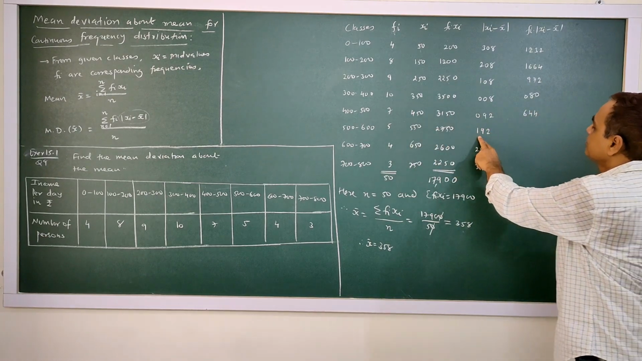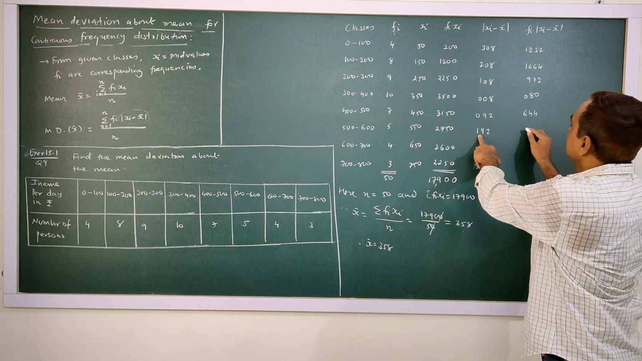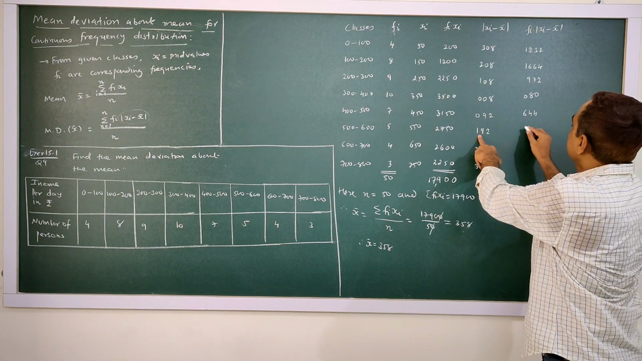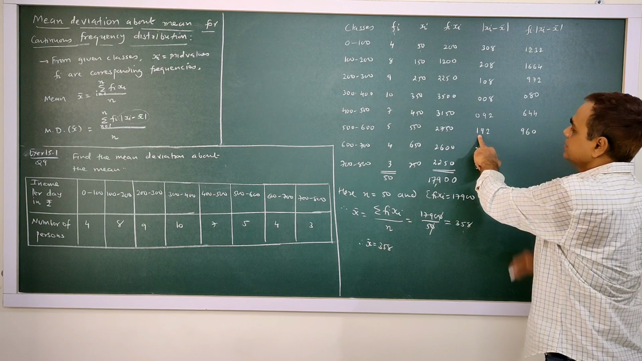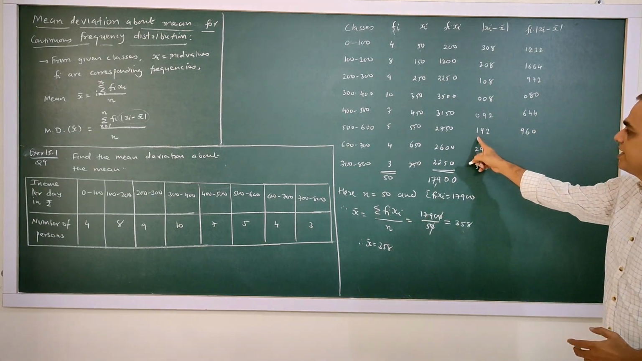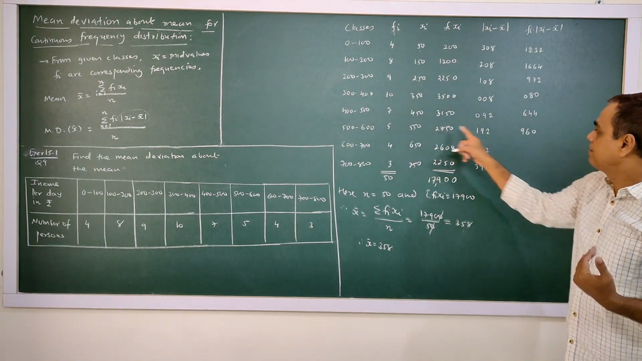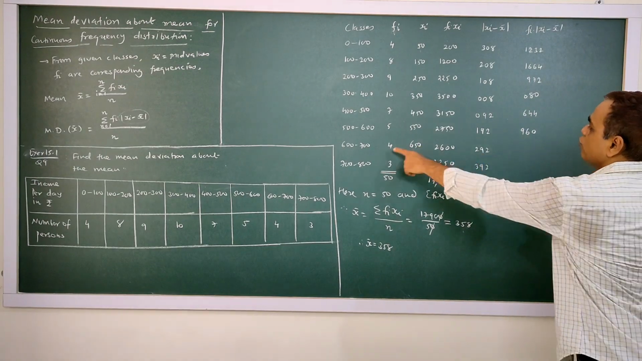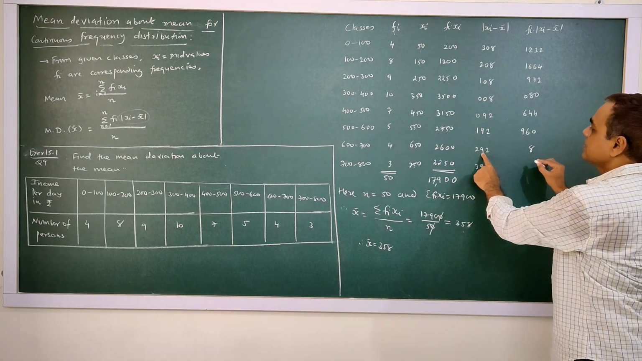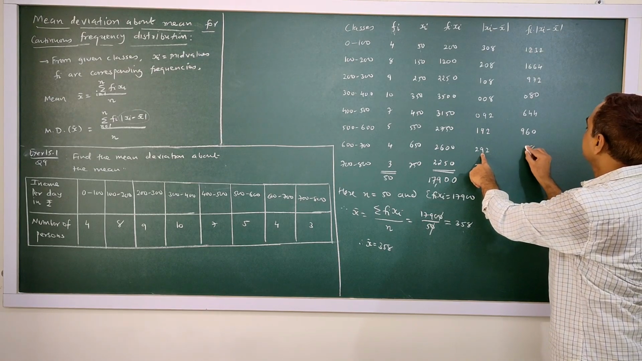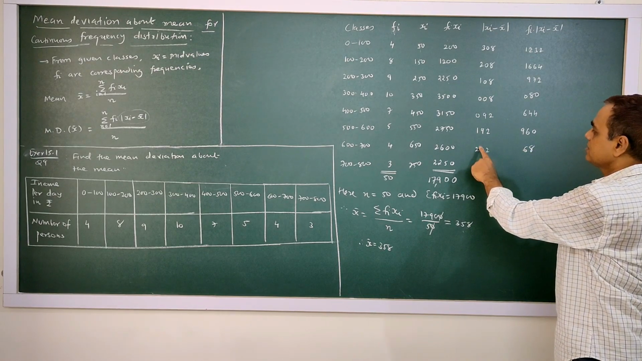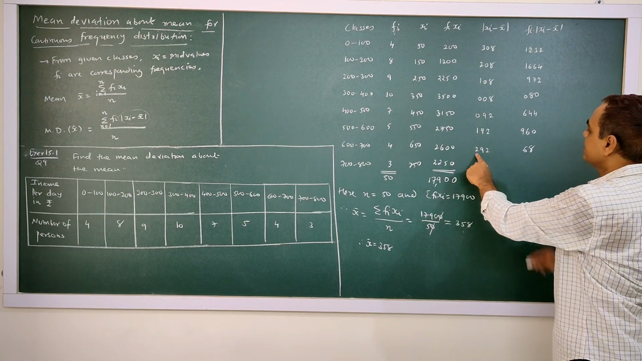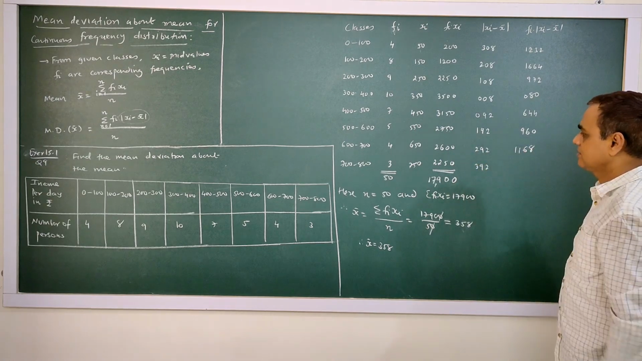192 into 5. 950, 950 plus 10, 960. 190 into 5, 950 plus 10, 960. 292 into 4. 4 into 2, 8. 9 into 4, 36. Keep here 6. 3 is left. 4 into 2, 8 plus 3, 31.